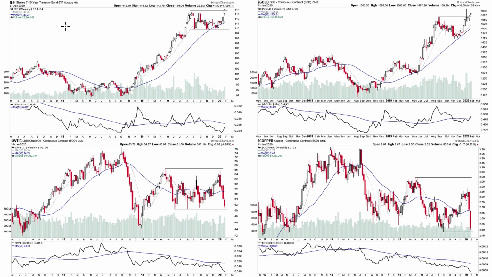You can look at multiple Treasury charts from the 1 to 3 years, 7 to 10, the 20 year, the 30 year. They're all doing the same thing, and multiple individual bond charts as well doing the same thing. So clearly there's a bit of a risk off trade going on in the market.